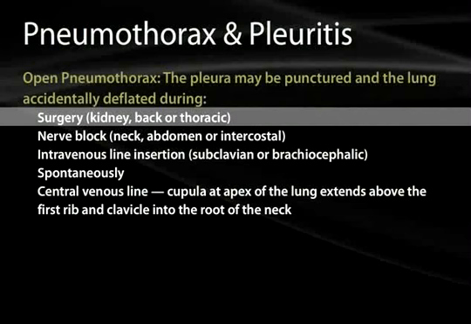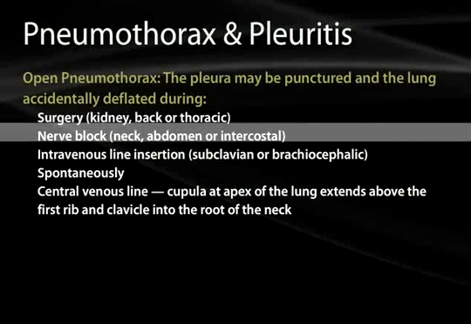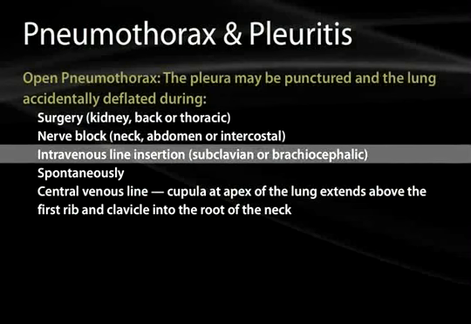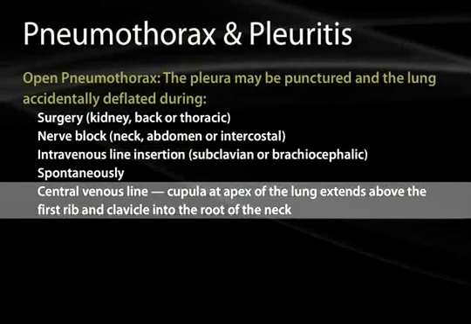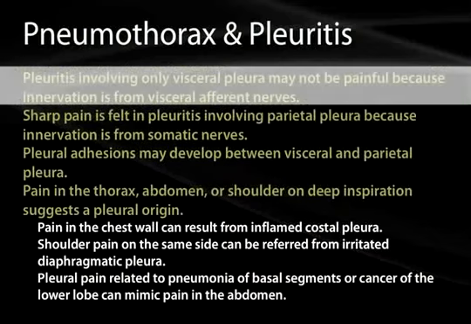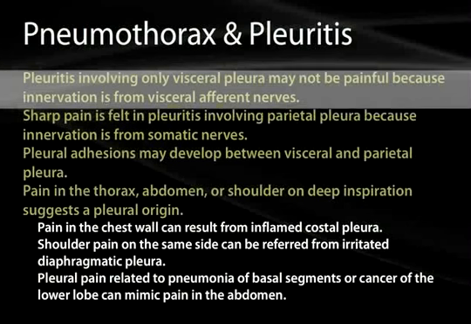If we move on to the pneumothorax and pleurisy or pleuritis, we can have an open pneumothorax where the pleura may be punctured and the lung accidentally deflated. And that can happen during surgery, even surgery of the abdomen where you think there may be no contact, but because it's so close to that attachment of the diaphragm, you could get into the thoracic cavity fairly easily. Could be through a nerve block, intravenous line insertion, or a central line, which could damage the cupula near the apex of the lung.